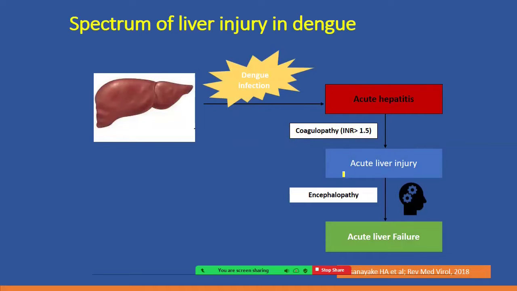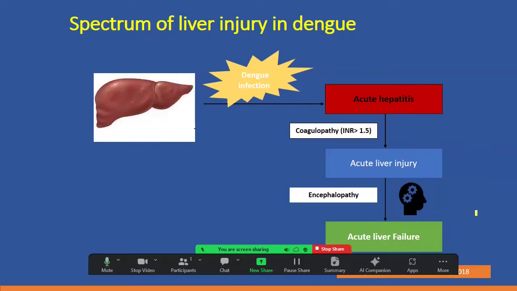On top of that, if they develop coagulopathy, that is, if they develop INR more than 1.5, then they are said to have acute liver injury. And subsequently, if the patient goes into any grade of encephalopathy, then the patient is said to have acute liver failure. So from acute hepatitis, the patient can go downwards to acute liver failure via acute liver injury. As the spectrum changes from acute hepatitis to acute liver injury to acute liver failure, the prognosis of the patient changes, and acute liver failure has a high mortality as compared to acute hepatitis.